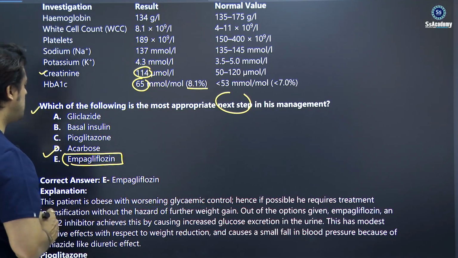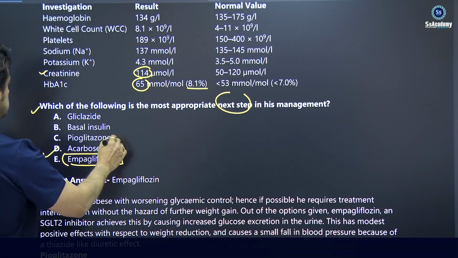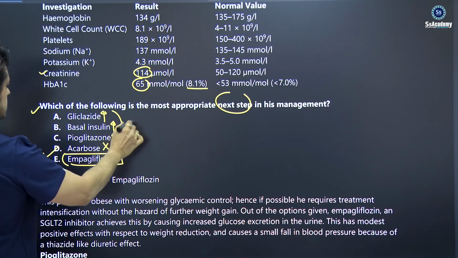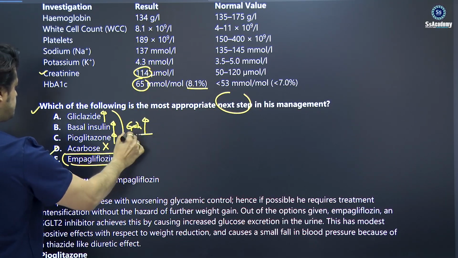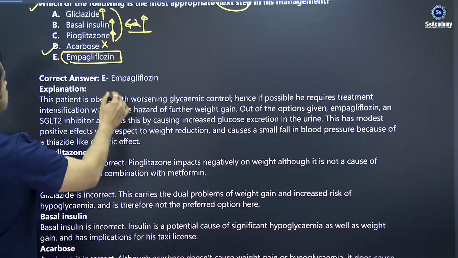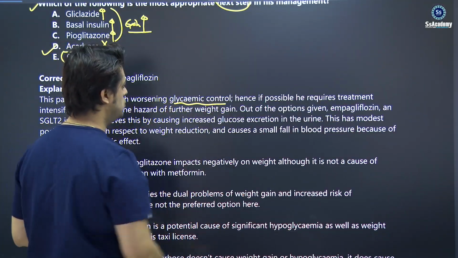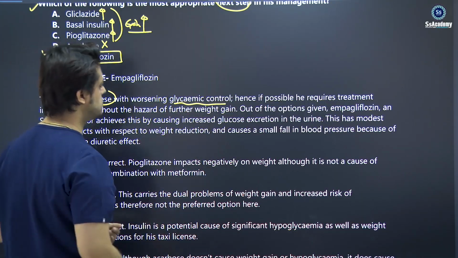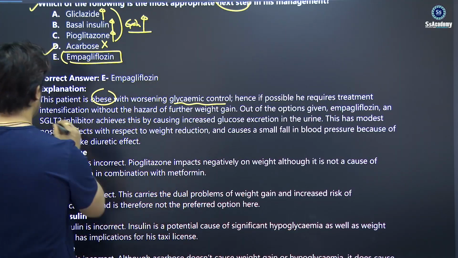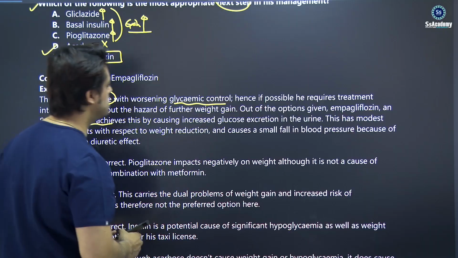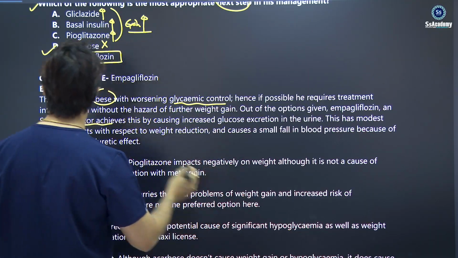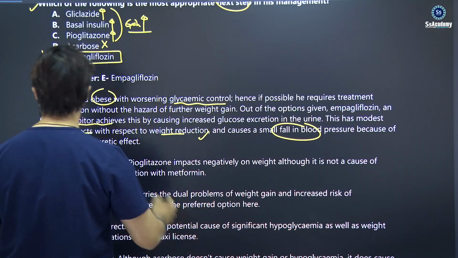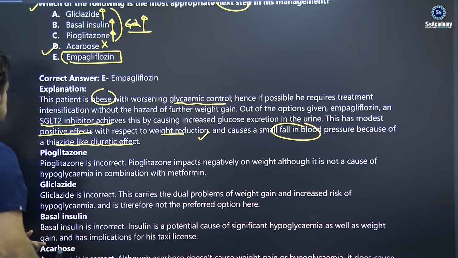This is very much important, my dear. Rather than acarbose, pioglitazone itself causes weight gain. These all cause weight gain, my dear. So this patient is obese with worsening glycemic control. If possible, he requires treatment intensification without the hazard of further weight gain. Out of the options given, empagliflozin, an SGLT type 2 inhibitor, works by causing increased glucose excretion in the urine. This has the most positive effect with respect to weight reduction and causes a small fall in blood pressure because of thiazide-like diuretic effects. Yes, my dear.